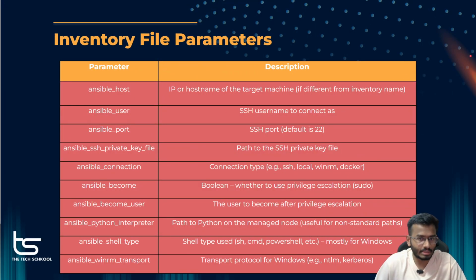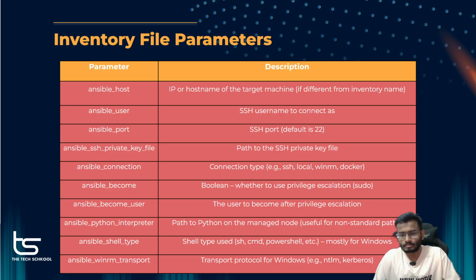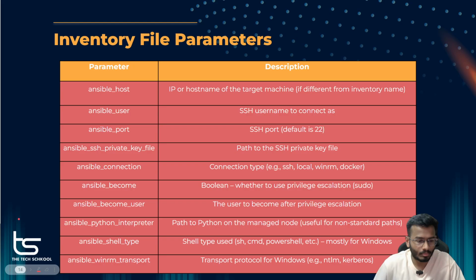So these are the inventory file parameters we saw previously, the ansible_host and the ansible_ssh_private_key_file that I mentioned, which will be used for SSHing without using passwords. I'll just give you 5 seconds. You can take a screenshot of these parameters. It will be helpful for you. These are the most commonly used. All right, let's move on now.